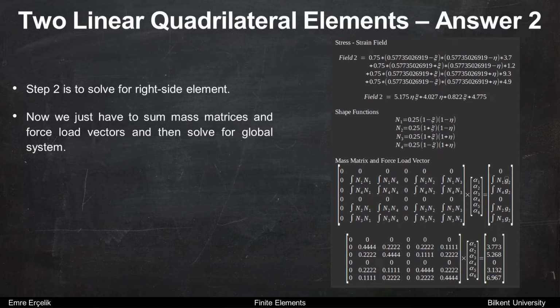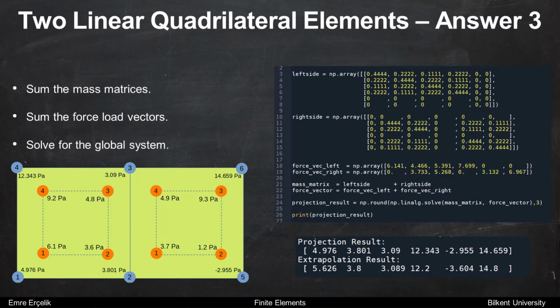Now we just have to sum the mass matrices and force load vectors, then solve for the global system. This can be done with a short script. The result of the system is the projection result. You can compare the results of extrapolation and projection. At nodes 3 and 2, they give quite similar results.